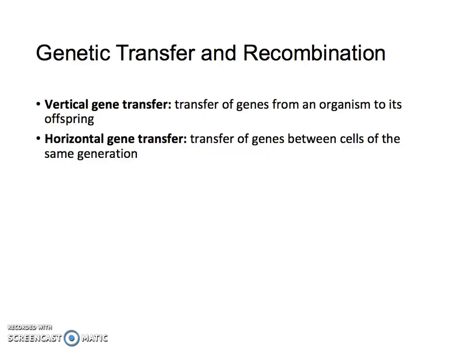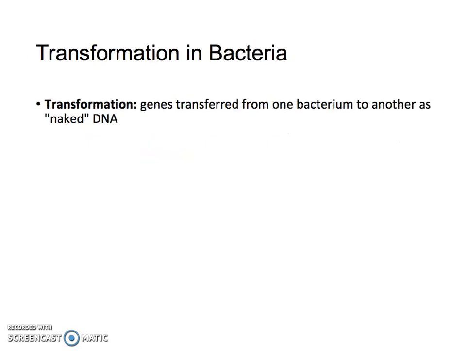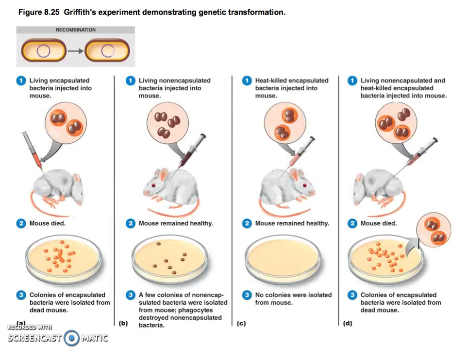Now, genetic transfer can occur vertically, transferring genes from an organism to its offspring, or horizontally, gene transfer between organisms in the same generation. Transformation: genes transferred from one bacterium to another as naked DNA.